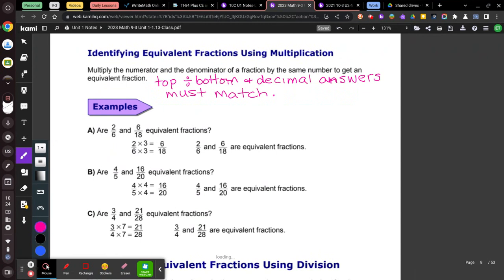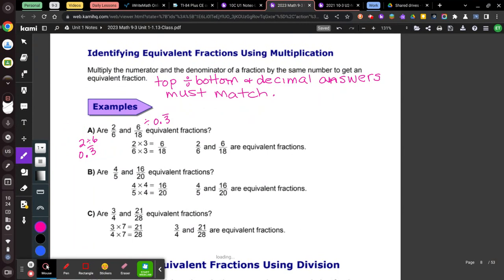Okay, so if I take 2, divide 6, I'm going to get 0.3 repeating. That's my decimal. Now if I look at 6 over 18, if I divide them, I'm going to get 0.3 repeating. They're identical decimals. That means they're equivalent fractions.